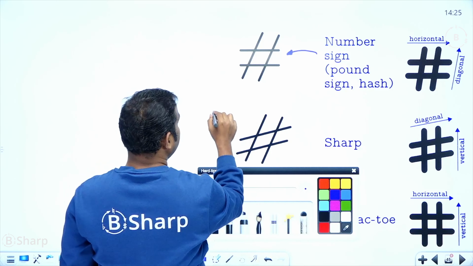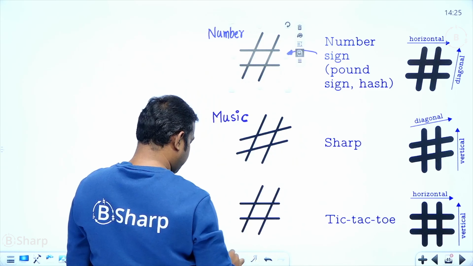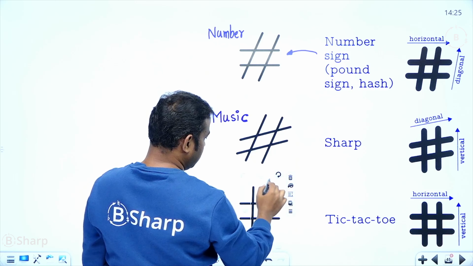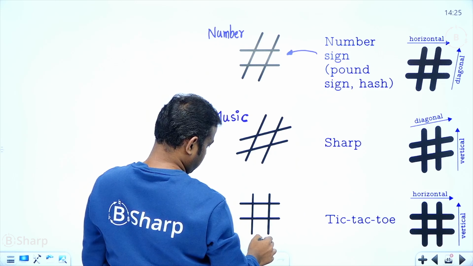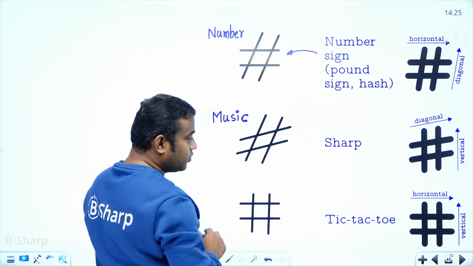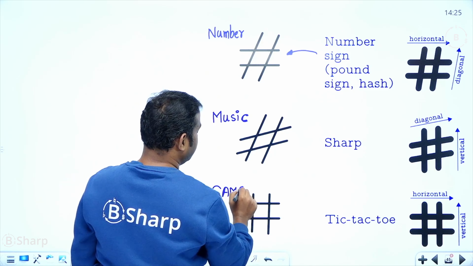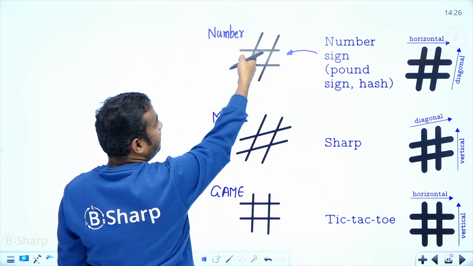Okay, and normally for tic-tac-toe, you know the drill here. When you are playing tic-tac-toe, we use this one in a different fashion. So this is not the same thing. It is one like this. So this is also one form of a sharp. Okay, so this is different. For games and all, we'll be using this one. To play a game, we'll use this sharp. To play for music purposes and conventions, we'll use this sharp, and for numbering purposes, we'll use this sharp.